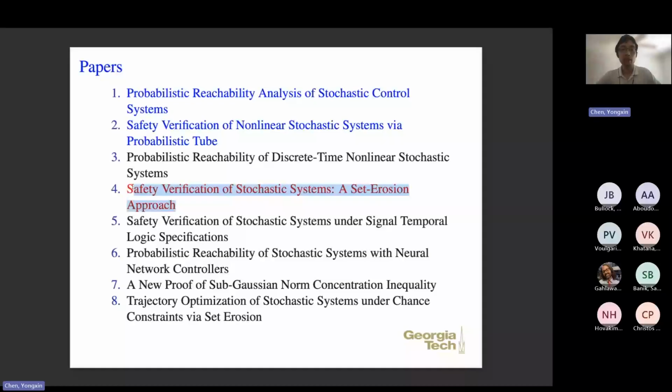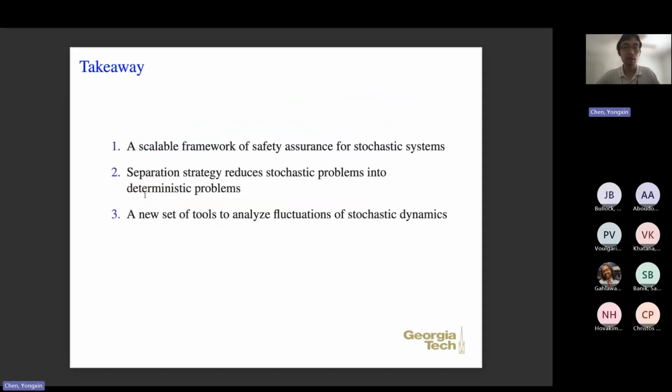Even though I emphasize that we focus on reachability analysis, what we did can be equally applied to barrier functions and reachability analysis. Because what we are really doing is trying to reduce the stochastic problem into a deterministic problem. So in this paper we reduce the problem into a deterministic problem, and then you can use the deterministic barrier. If you look at this paper, we have some results comparing this with the stochastic case.